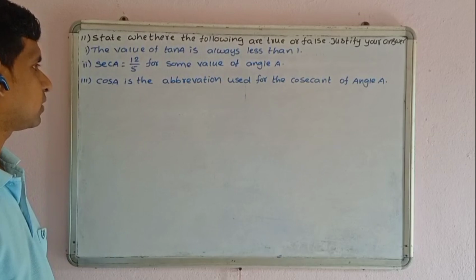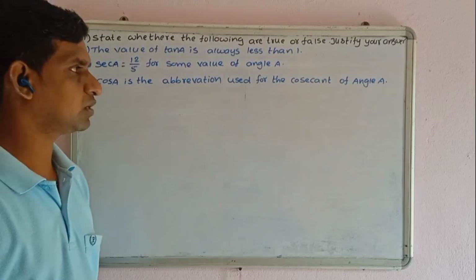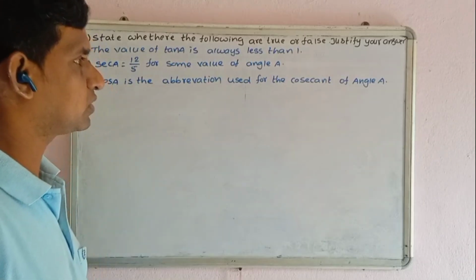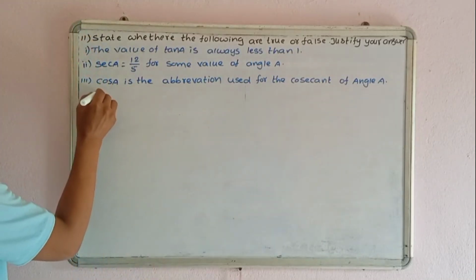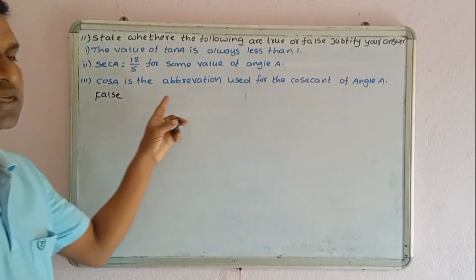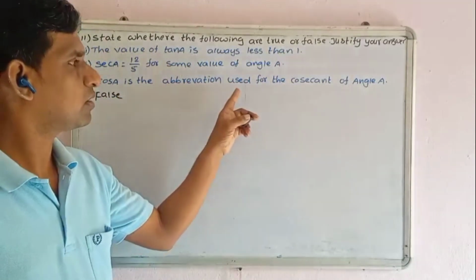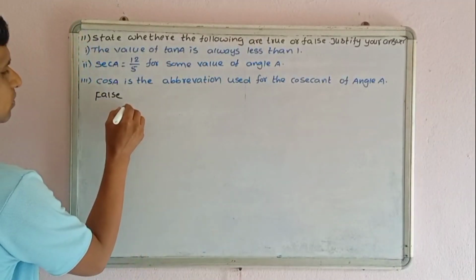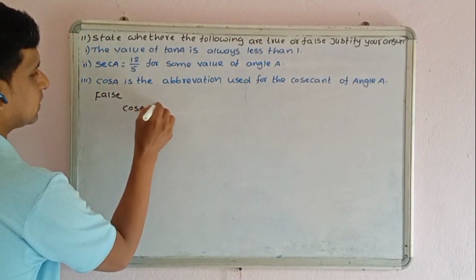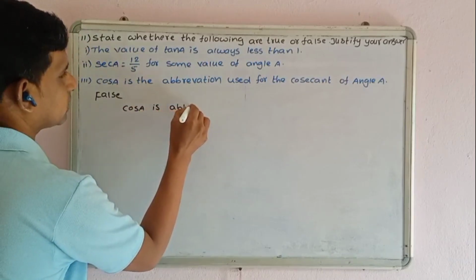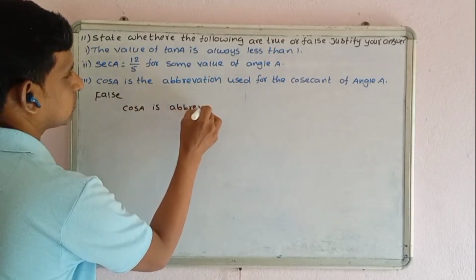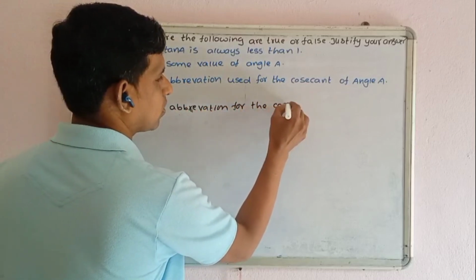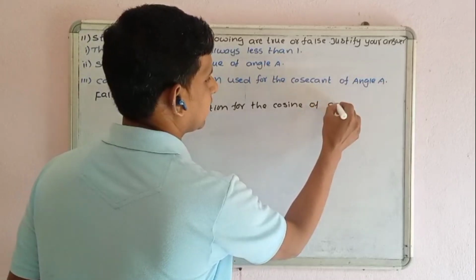Third one, cos A is the abbreviation used for the cosecant of angle A. This is false, because cos A is the abbreviation for the cosine of angle A. Here cosecant of angle A is mentioned.